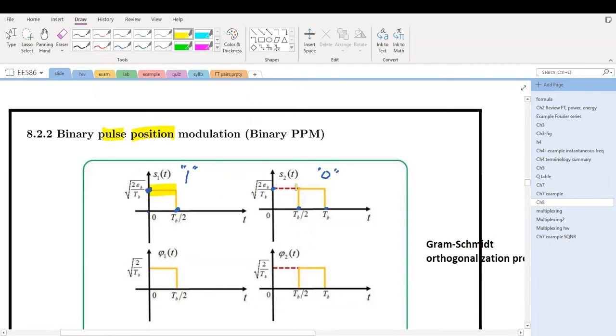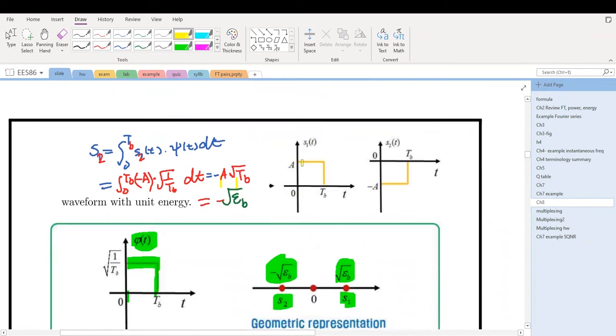The amplitude is the same, so it's different from amplitude modulation. In amplitude modulation, the amplitude is changing. This is a digital 1 waveform; the amplitude is A. And this is digital 0; the amplitude is minus A. But at the same time, they have the same pulse shape and the same duration.